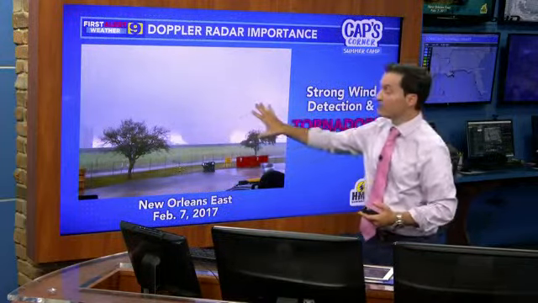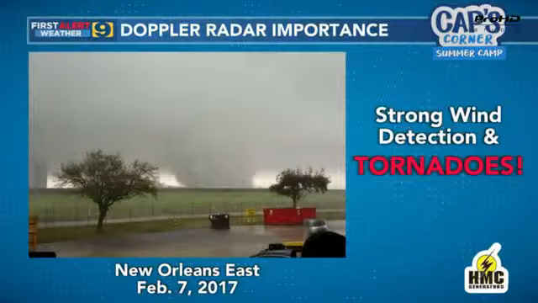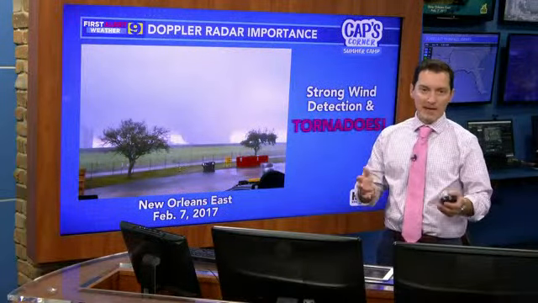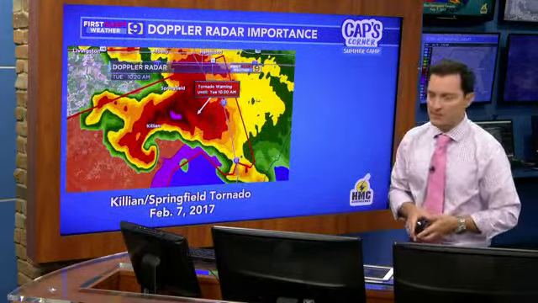A tornado. This was a big tornado in New Orleans back in February 2017. This was an EF3, a strong one. But Doppler radar, why it was so important when it came about and remains very important, it really helps meteorologists figure out if there might be a tornado within a storm.